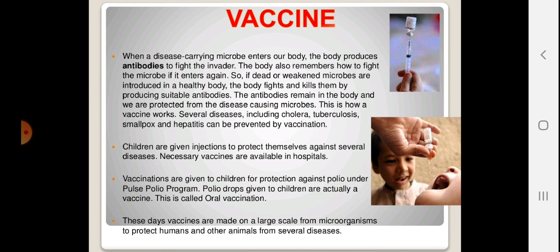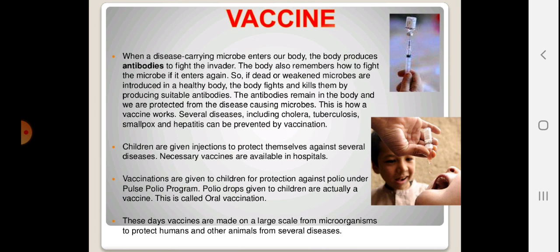Children are given injections to protect themselves against several diseases. Necessary vaccines are available in hospitals from the government free of cost. Vaccinations are also given to children for protection against polio under the Pulse Polio program. You might be surprised: in earlier times, 50 or 60 years back, out of every 50 children in India, there were 1 or 2 cases of polio. But in the last 15 to 20 years, there have been zero cases of polio, because the polio vaccine is given by the government free of cost and even by private hospitals.